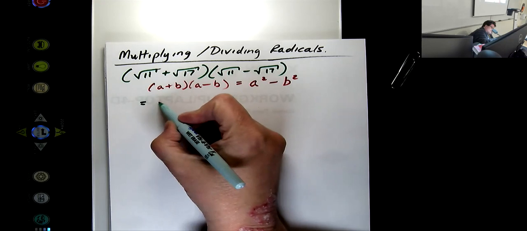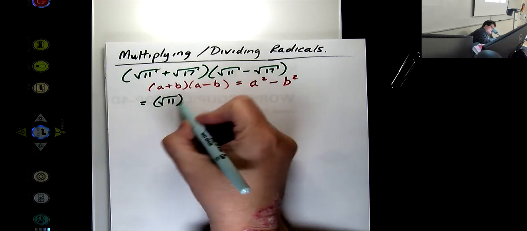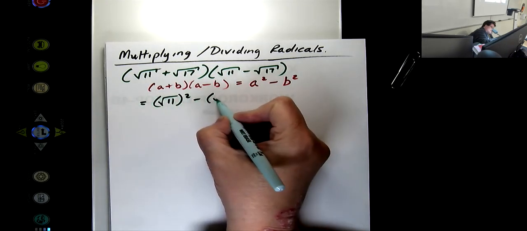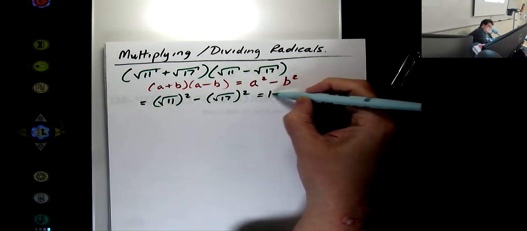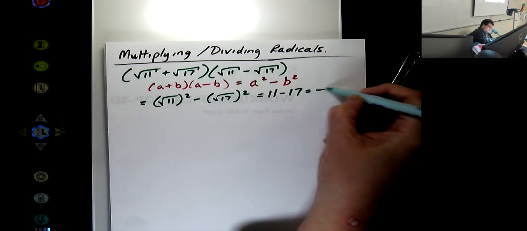So, how does that apply here? A is the square root of 11, so I've got square root of 11 squared minus square root of 17 squared. We got 11 minus 17 is negative 6.